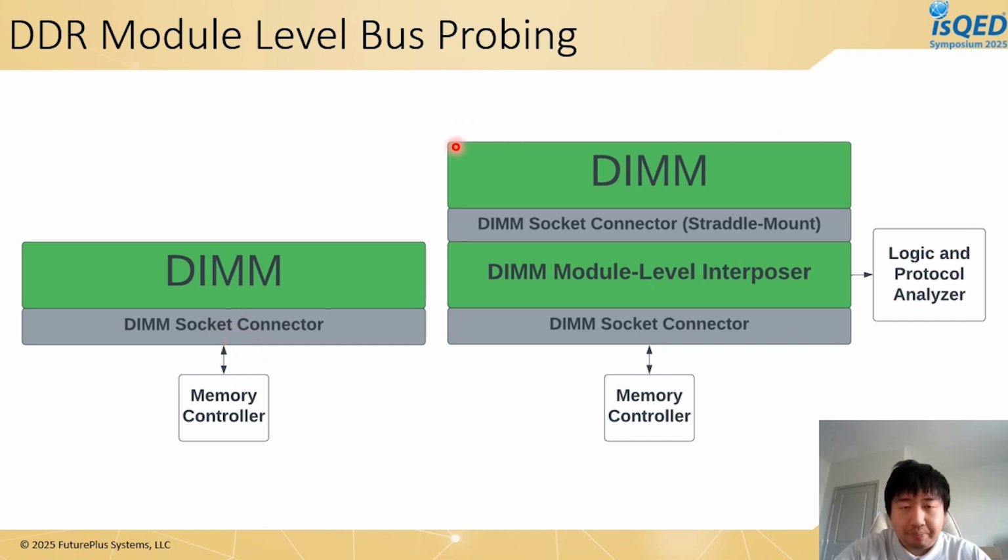So on the right is how the module level interposers we used to develop work. Instead of first putting in a DIMM, you first put the module level interposer into the DIMM socket, and then you put the DIMM on top of it. So to the DIMM and to the memory controller, the module level interposer should behave transparently, and there will be cables on it that connect to a logic or protocol analyzer to help you understand all the information that's being transmitted on the DRAM bus.